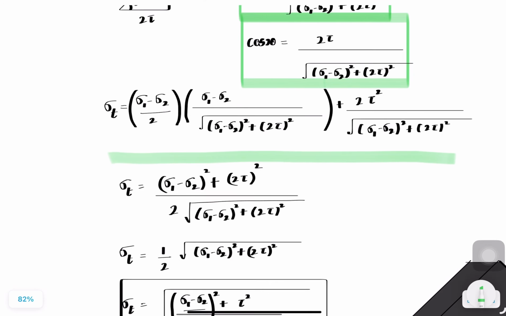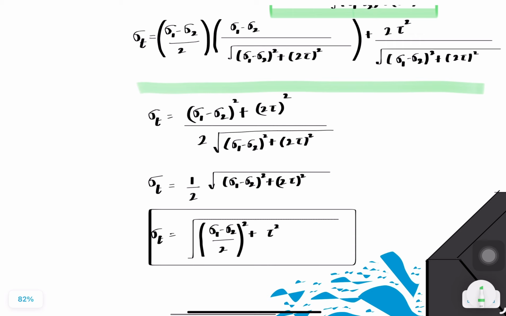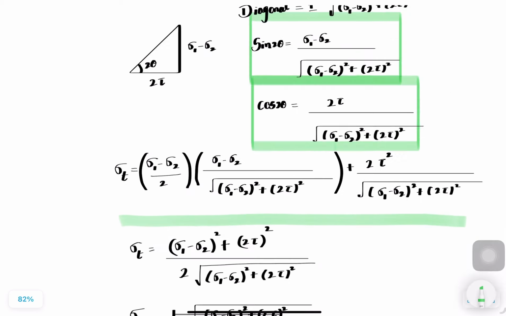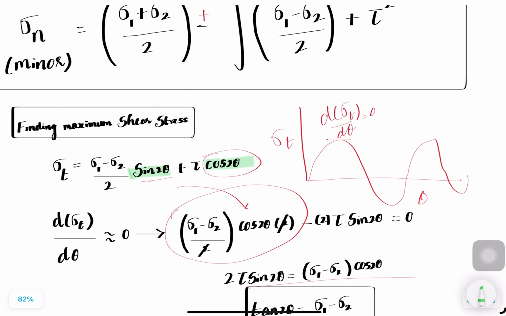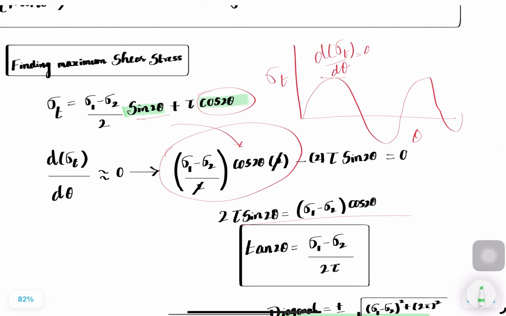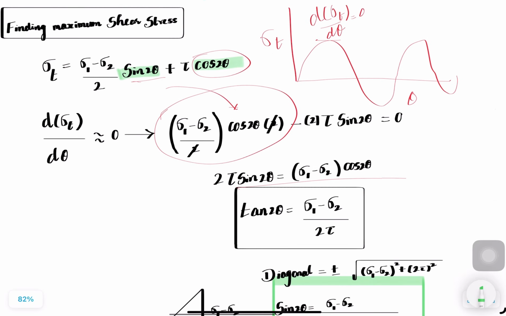So you just follow exactly the same procedure. Take the LCM. It is of the form where A can be written as root A into root A. So root A in the numerator and root A in the denominator cancel each other out. That is the expression for the maximum shear stress. Okay. Well, you can also find the plane that carries the maximum normal stress and the plane that carries the maximum shear stress. Here is the expression for the plane that carries the maximum shear stress. So you differentiate the shear stress and equate it to 0.